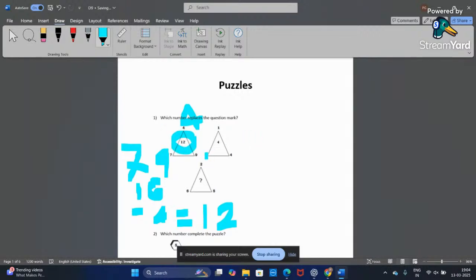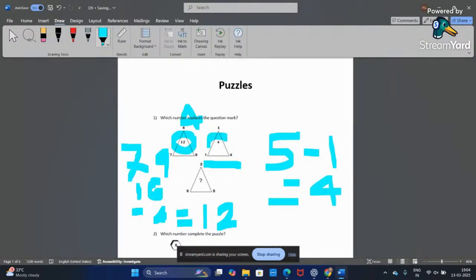And look at the second triangle. They're adding the below numbers. 1 plus 4, it is 5. Again, they're subtracting with the upper number. The upper number is 1, we have to subtract 1. So we get 4. This is the logic behind this problem.